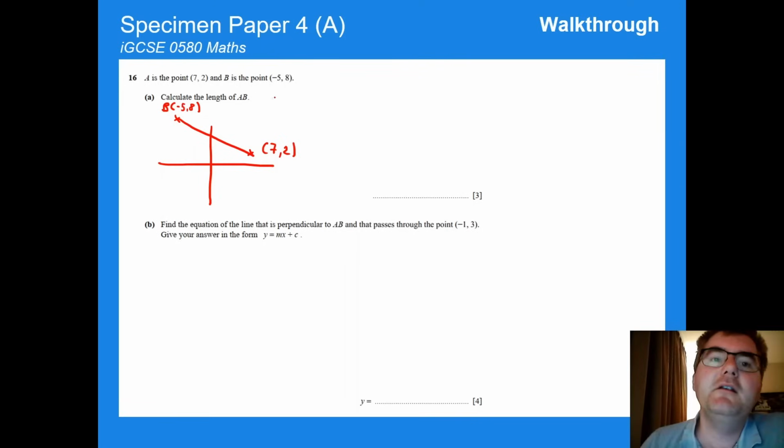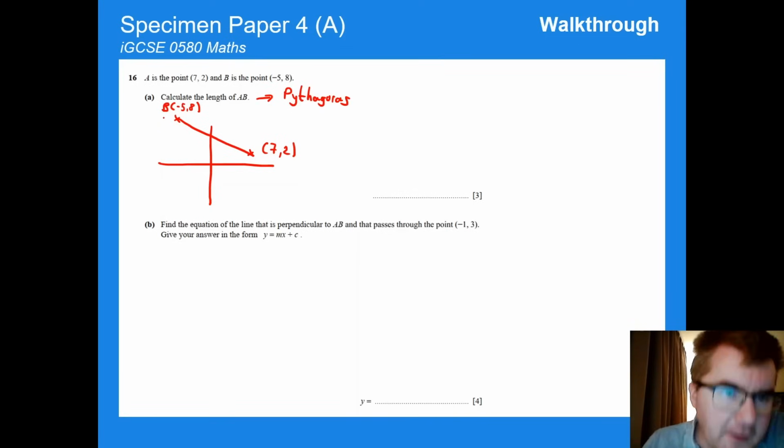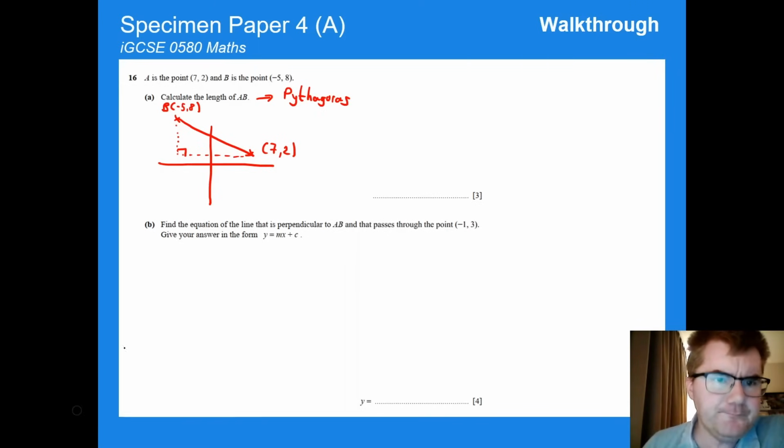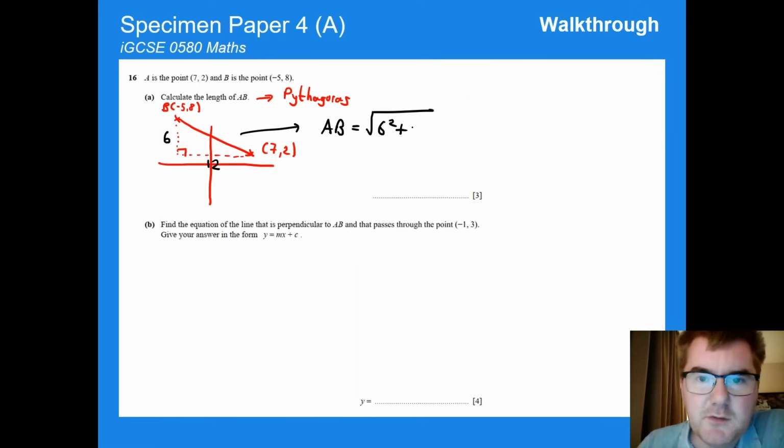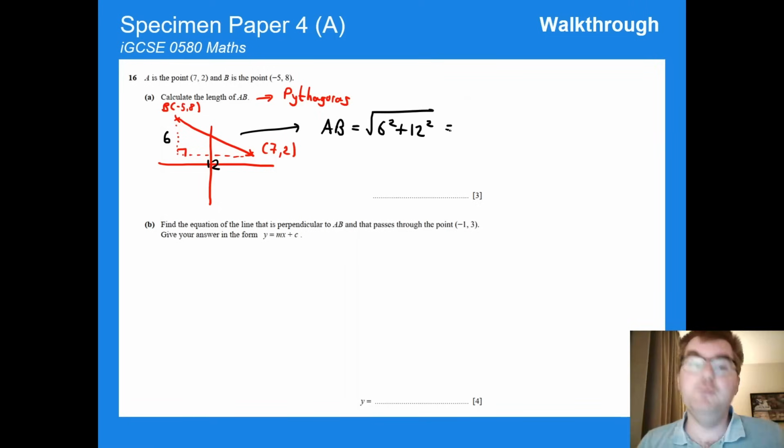As soon as I say a length with coordinate geometry, I'm thinking Pythagoras, and I'll show you where that's going to come. So what we do is we draw in a right angle triangle. And we can actually use the numbers that we have here to work out the lengths of our triangle. So notice here we've got -5 and 7. So the difference between -5 and 7 is 12. The difference between 2 and 8 is 6. So to work out AB, I generally recommend students do this in one smooth calculation. We do the square root of 6 squared plus 12 squared. There's no need to break this up in any smaller steps.